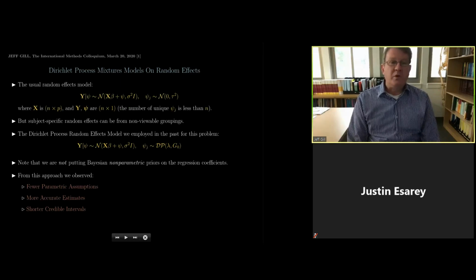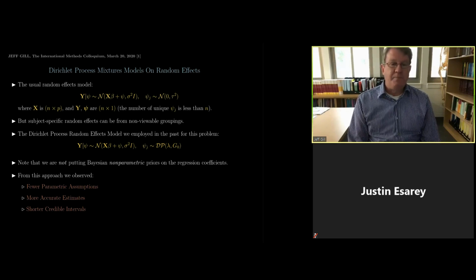So what are we doing initially? We all know this usual random effects model here, right? A linear model, Y is modeled by X beta with this psi here, or as Andrew Gelman calls it, the pitchfork. And then the psi sub j's are distributed normal around 0 with a variance tau squared. And all the usual dimensions apply, as you see on the slides. Pretty much everybody knows this model and it's tremendously useful.